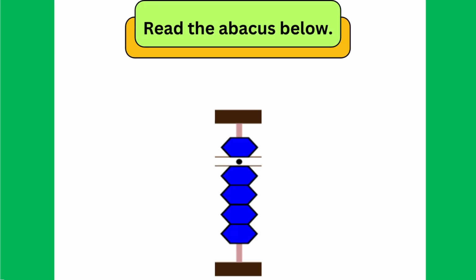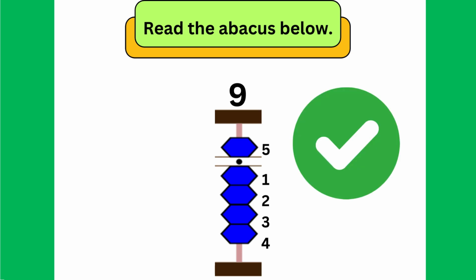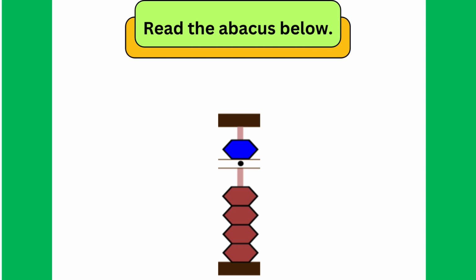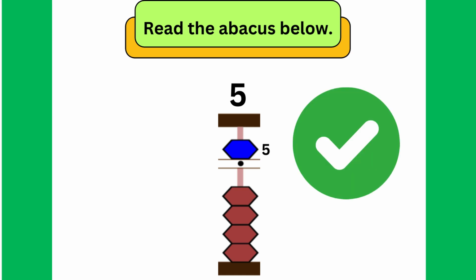Read the abacus below. There are 4 lower beads and 1 upper bead attached to the bar, so the abacus represents the number 9. Read the abacus below. There is 1 upper bead attached to the bar, so the abacus represents the number 5.